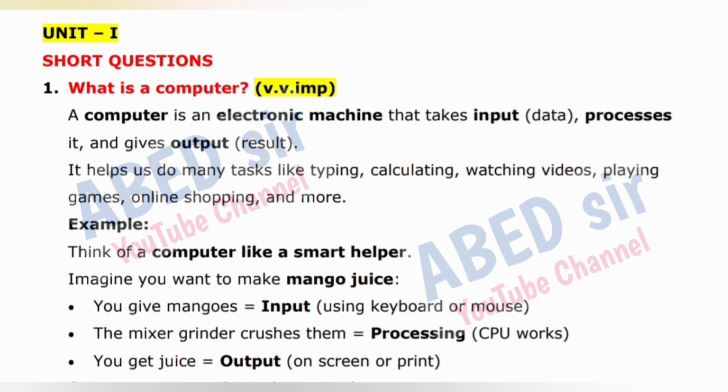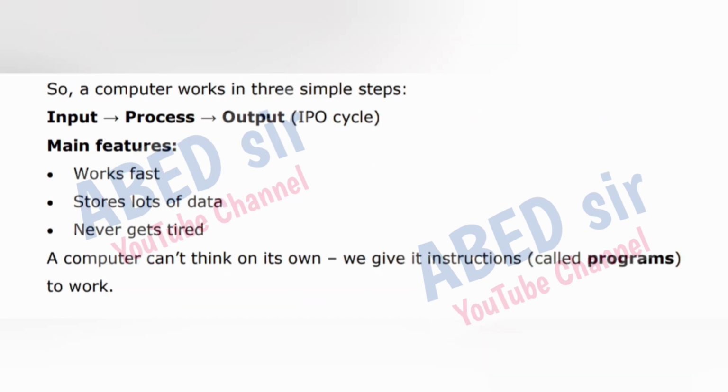Imagine you want to make mango juice. You give mangoes, which is input, using keyboard or mouse. The mixer grinder crushes them, which is processing, the CPU works. You get juice, which is output, on screen or print. So, a computer works in 3 simple steps: input, process, output, the IPO cycle. Main features: works fast, stores lots of data, never gets tired. A computer can't think on its own; we give it instructions, called programs, to work.